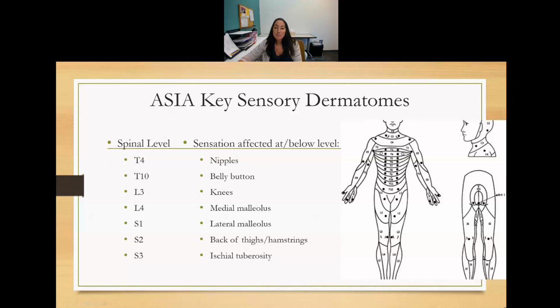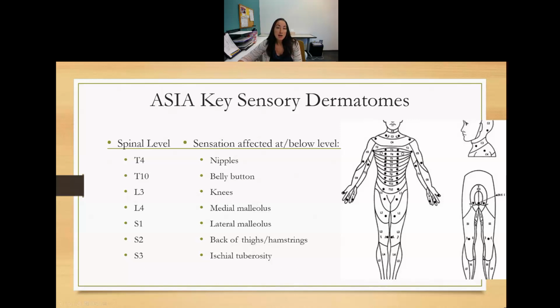So T4 is at the level of the nipples, T10 is at the level of the belly button, L3 is at the level of the knees, L4 is the medial malleolus, and L5 is the lateral malleolus. No, S1, I'm sorry. I have to see further down. S1 is the lateral malleolus. S2 is, this is the back side over here. S2 is the back of the thighs or hamstrings, and then S3 is the ischial tuberosity. And we typically don't go that far as our assessment.